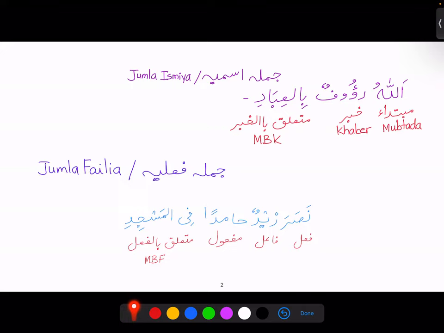Rather, it is MBF. What does F mean? F stands for fail. So MBF means mutalik bil fail. So the same jar majrur or zarf fragment, if it is in Jumla Failure, then we are going to label it as MBF. Who can repeat what are some of the ingredients of Jumla Failure?